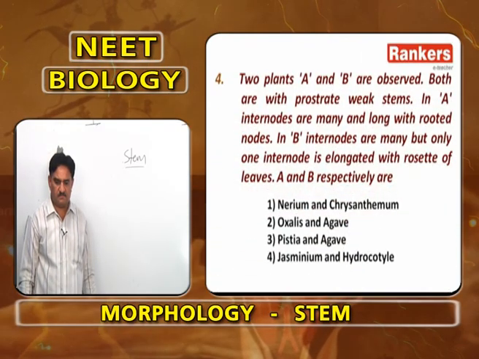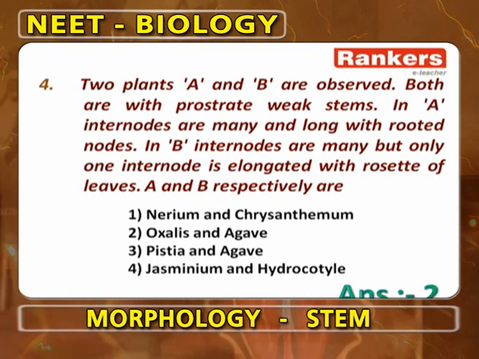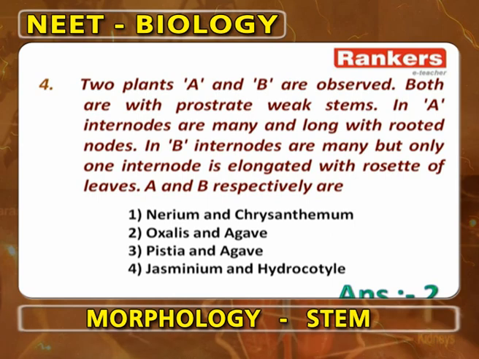Next, two plants A and B are observed, both with prostrate weak stem. In A, internodes are many and long and rooted at nodes. In B, internodes are many but only one internode is elongated with a rosette of leaves. A and B are respectively Oxalis and Agave.